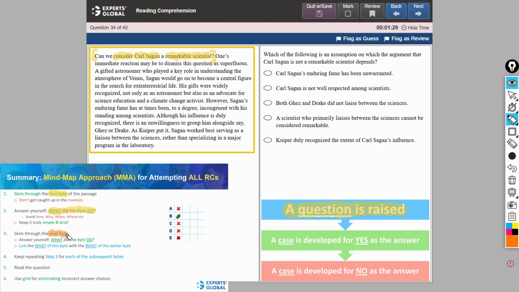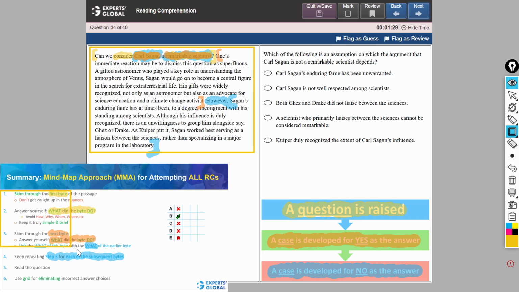Our second bite is this part of the passage. What did this bite do? It developed a case for yes as the answer, as in why this scientist should be considered a remarkable one. Then we saw a contrast trigger, followed by what we can consider the last bite of the passage. And what this does is to develop a case for no as the answer, as in why this scientist cannot be considered a remarkable one.